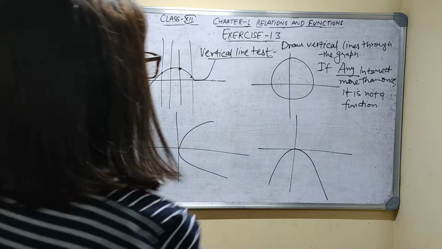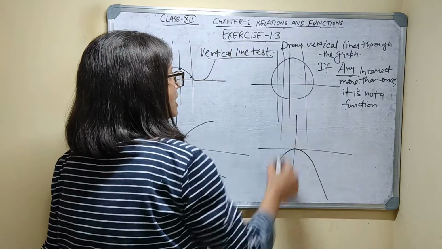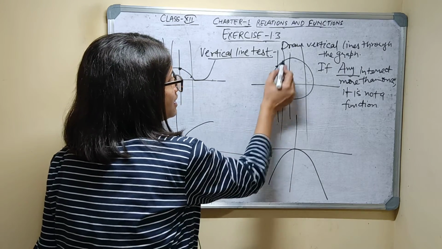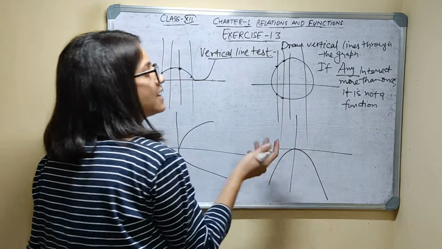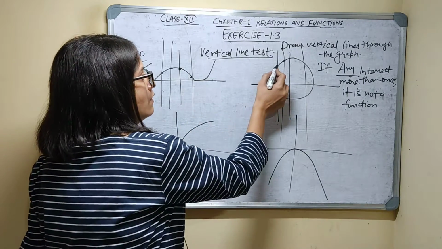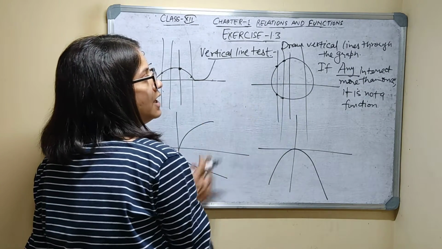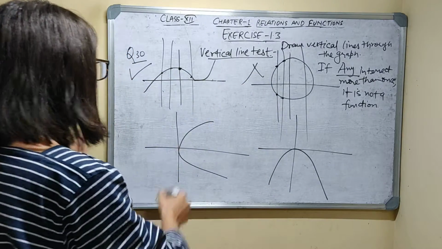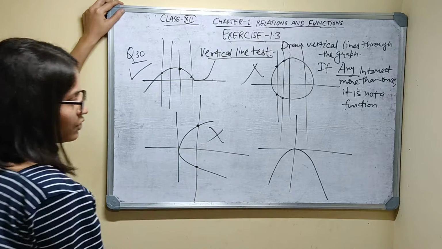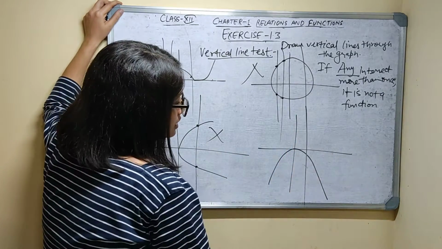Is it clear? Here you see, if I put three lines, here also it is intersecting this line, here also, here also. Any vertical line, if it is intersecting more than once in the graph, it is not a function. Here also it is intersecting, here also. So not a function.